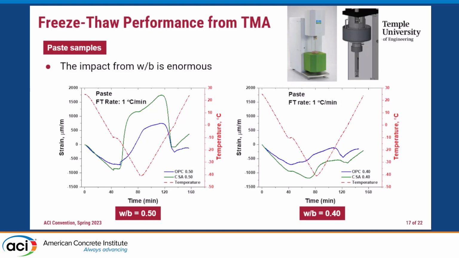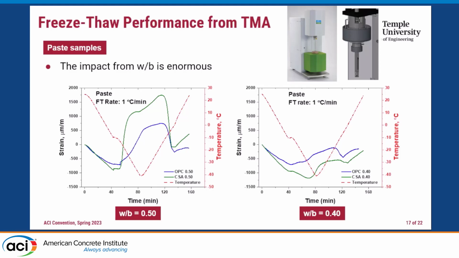So those are the profiles you are seeing here, blue being the OPC and the green one the CSA. On the left side, I have 0.5, the higher water-cement ratio system. Right side, lower water-cement ratio system. What we are observing in the higher water-cement ratio system is the CSA performing worse, right? We get higher expansion, we have higher residual strain because we are not coming back to the zero strain we started from. That residual strain is connected to the damage from the freeze-thaw.